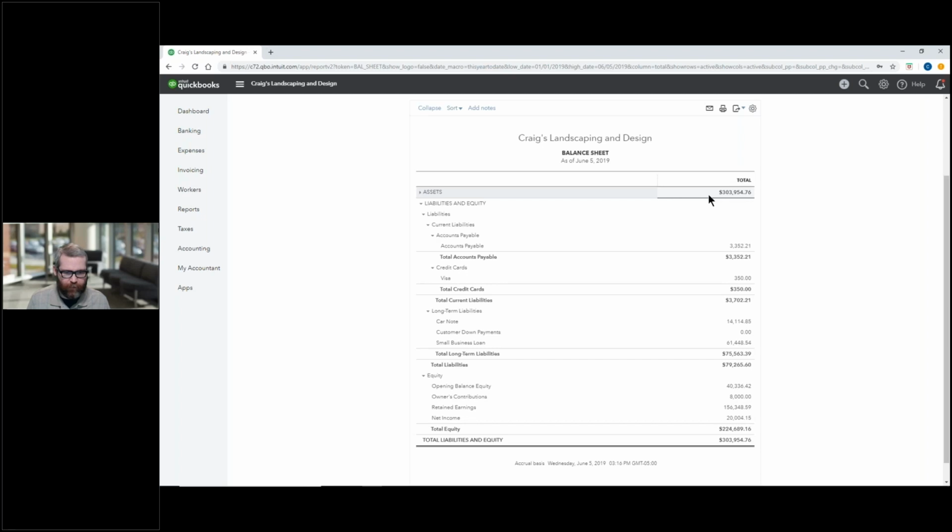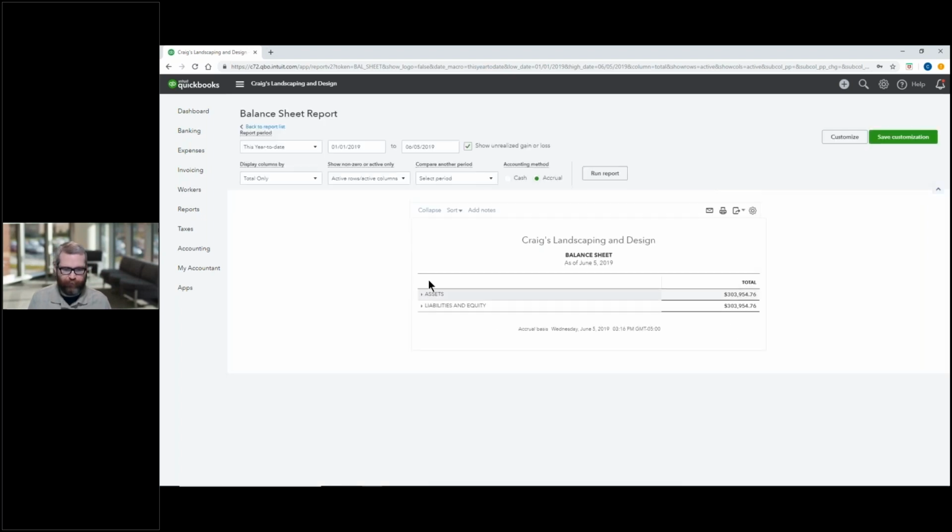Now we have $303,954.76 worth of assets. Now right down here we have liabilities and equity. Liabilities and equity are all the things that the business owes. So you might notice that the amount of assets equals the amount of liabilities and equity. And so the things that the business owns equals the things that the business owes.